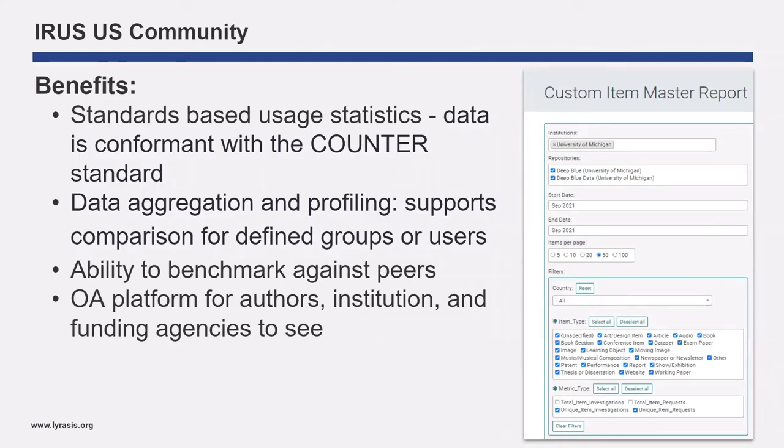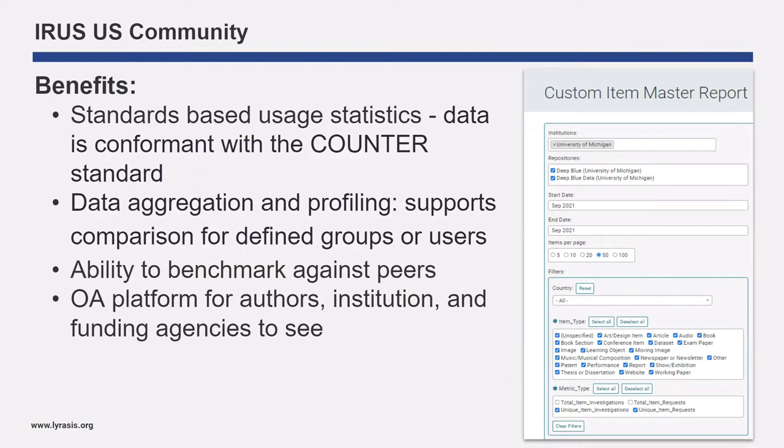There are many benefits to IRUS. Because it is COUNTER-conformant, repository usage can actually be compared with usage for more traditional forms of published content within a library system, allowing for better holistic strategic decision-making. And because IRUS data is open access, it can be easily studied by multiple levels of individuals, both within an institution, such as librarians, individual scholars, research offices, and deans, and in higher level granting and funding agencies to aid in decision making. There are two types of reports, platform level usage and item level usage.